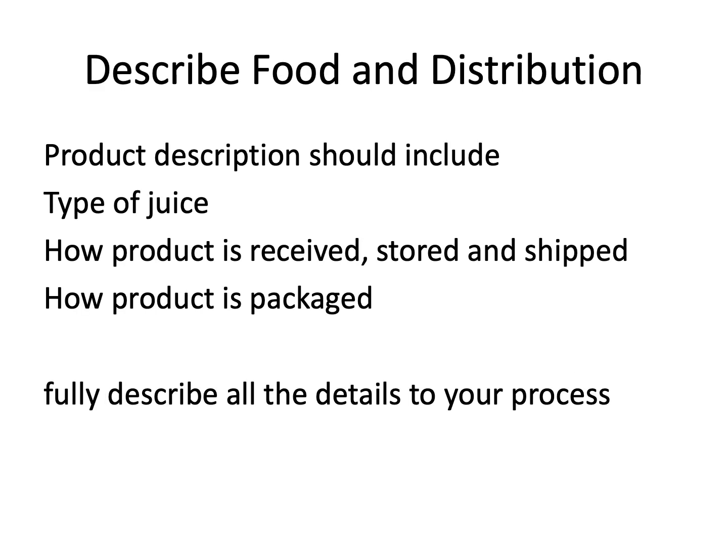Next, describe the food and its distribution. Product description should include the type of juice, how the product is received, how it's stored, how it's shipped, how the product is packaged. The team members should be able to fully describe all the details of your process, all the time.